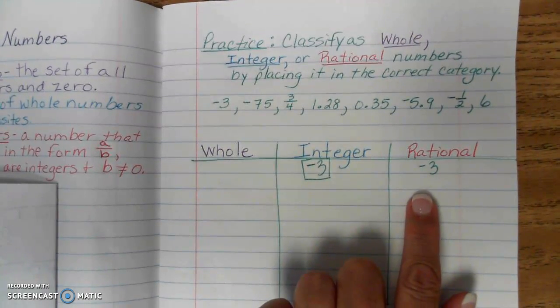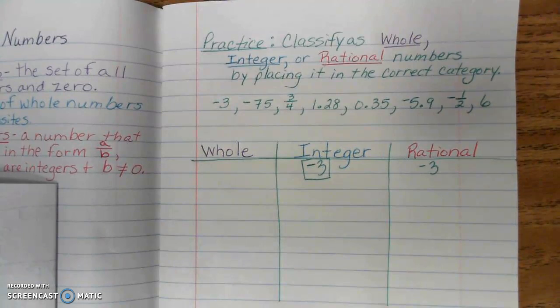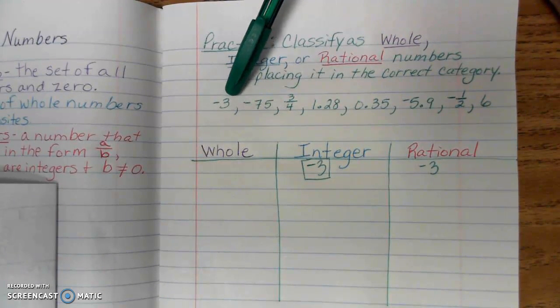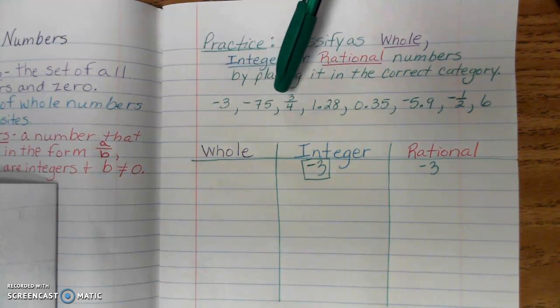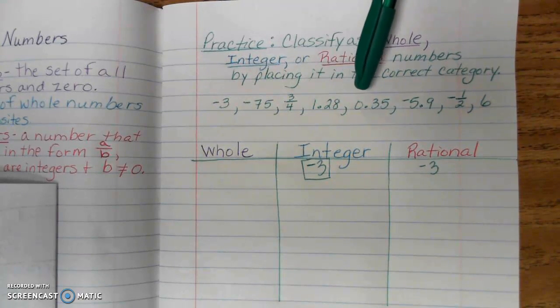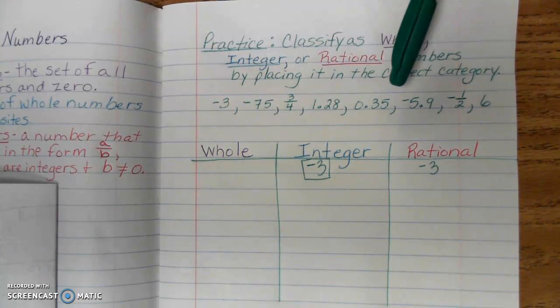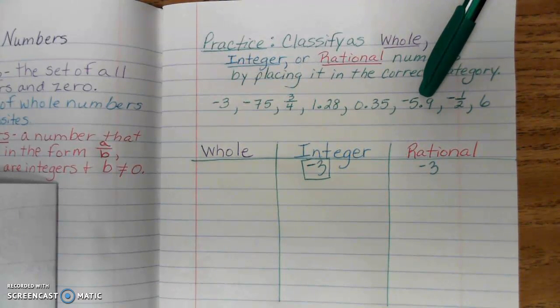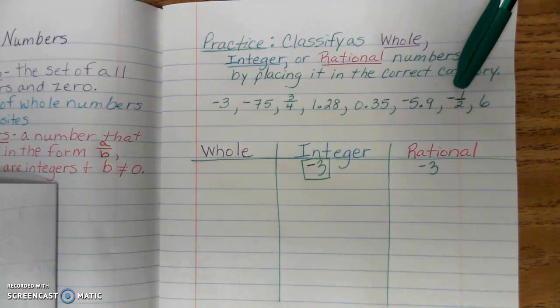Your values are negative 3, negative 75, 3/4, 1 and 28 hundredths, 0 and 35 hundredths, negative 5 and 9/10, negative 1/2, and 6.